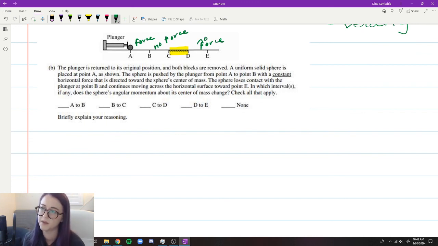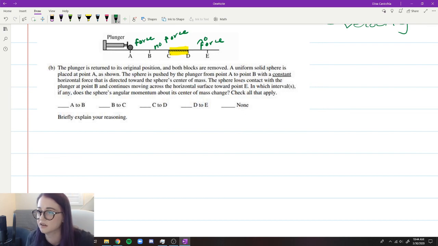But there's a force from A to B. There's no force from B to C. There's a force from C to D. There's no force from D to E. The sphere loses contact with the plunger at B, continues moving across the horizontal surface towards E. At which intervals, if any, does the sphere's angular momentum about its center of mass change? Check all that apply. So where does our angular momentum change?